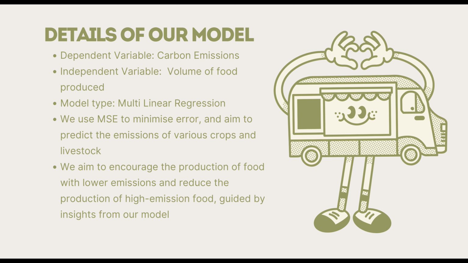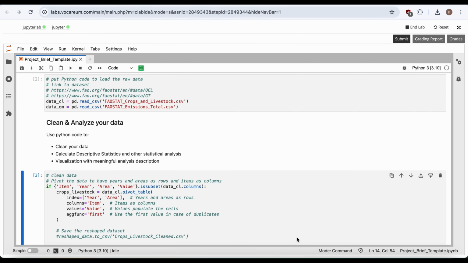We use mean squared error to minimize error and aim to predict the emissions of various crops and livestock. Thus, we aim to encourage the production of food with lower emissions and reduce the production of high emission food, guided by insights from our model. So here's the line of code.